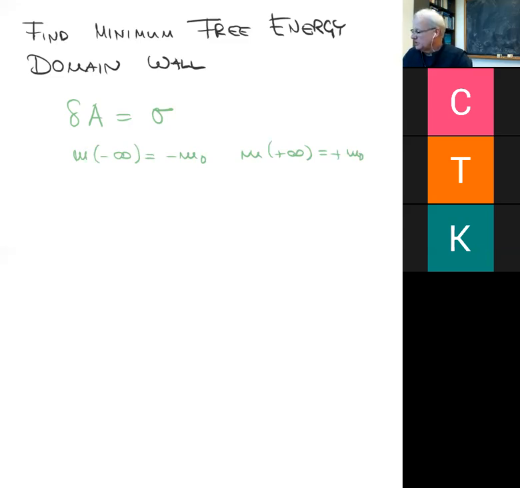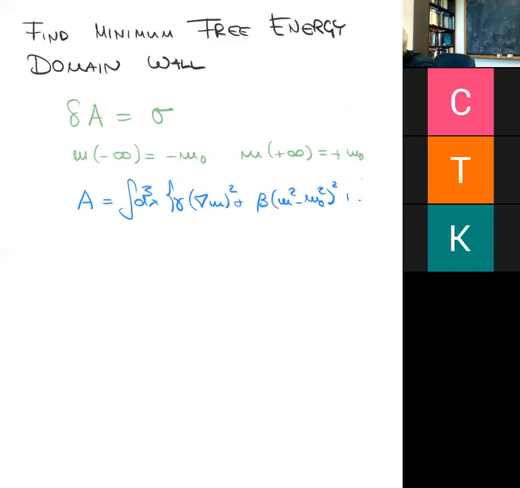But we know how to do variational problems, so this is just a standard Euler-Lagrange kind of problem. So remember what A actually is. Again, A is the integral d3x of gamma times gradient m squared plus beta times m squared minus m naught squared, plus a constant, which we don't care about, okay? So we vary this A with respect to m.